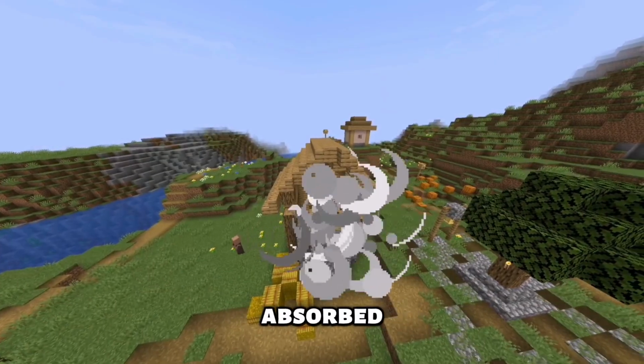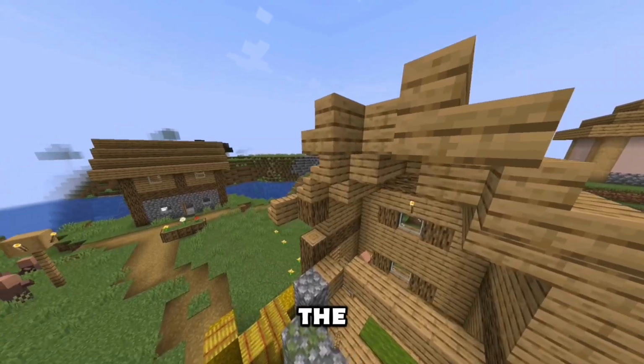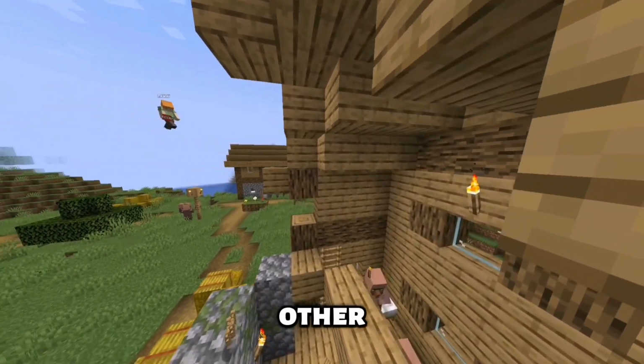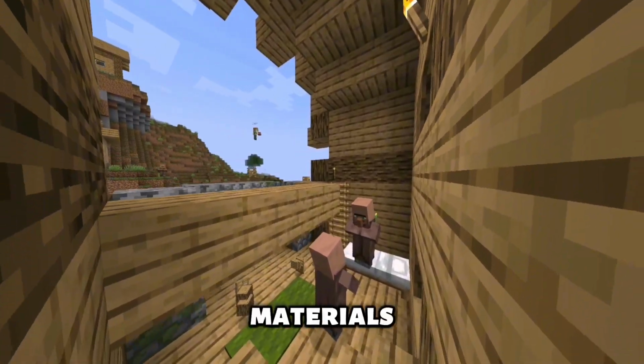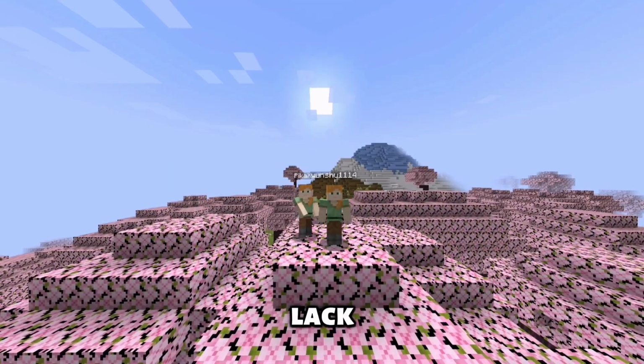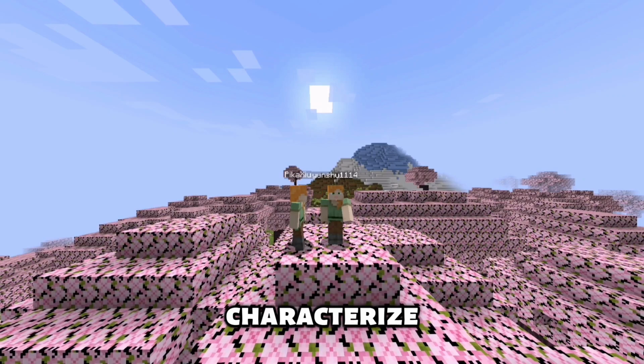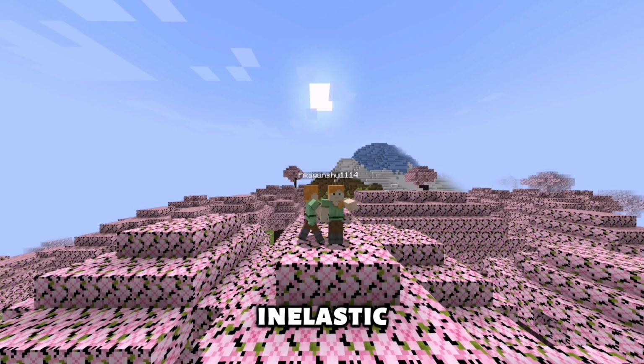This deformation absorbs some of the kinetic energy from the object, converting it into other forms of energy, like heat and internal energy within the materials. The lack of bouncing and the damage dealt characterize it as an inelastic collision.